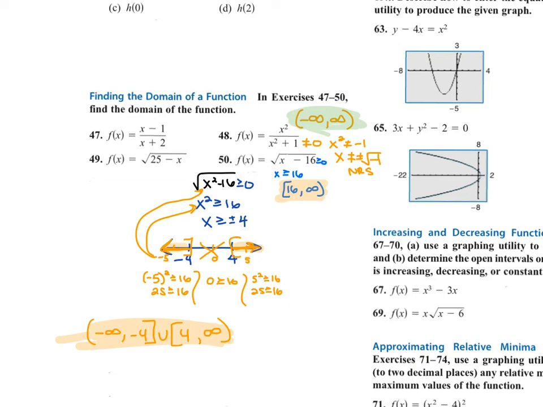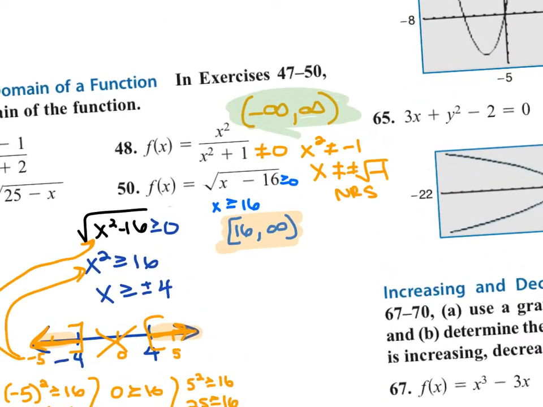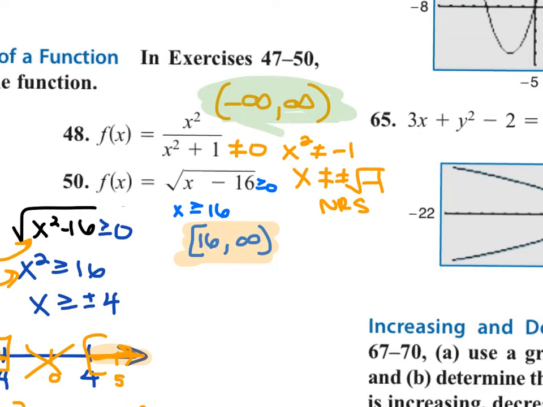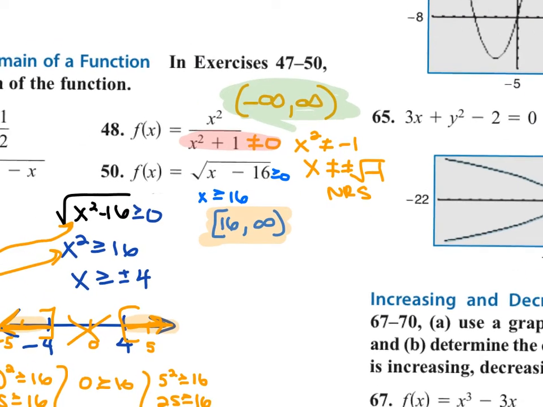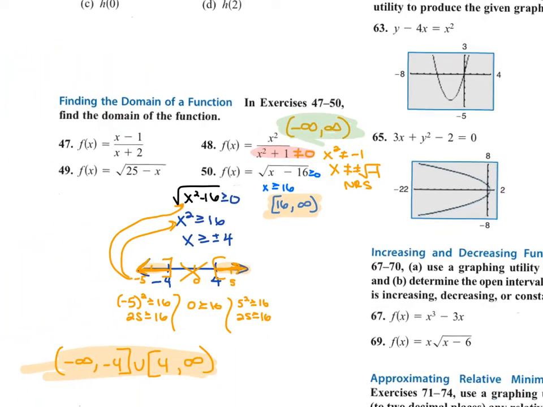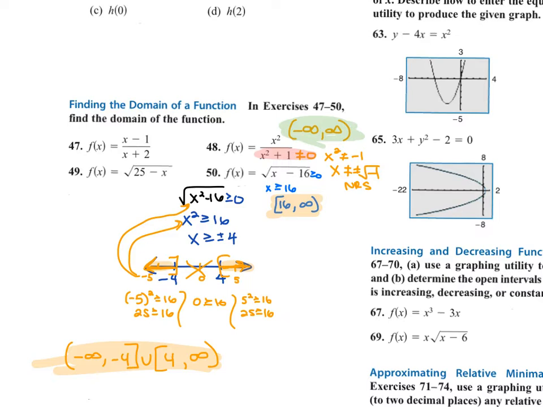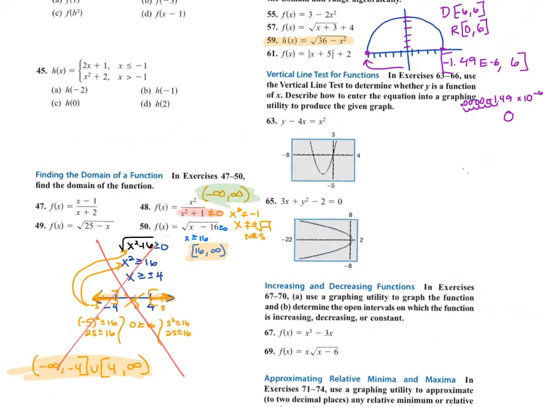And 48 is negative infinity to positive infinity, because although there is a variable in the denominator, when x squared plus 1 is not equal to 0, there is no value you can plug in there to get it to be 0, okay? That'd be no real number. That would be the square root of negative 1. So it's, oh, ignore this. This is if that was in the denominator, if it was x squared.